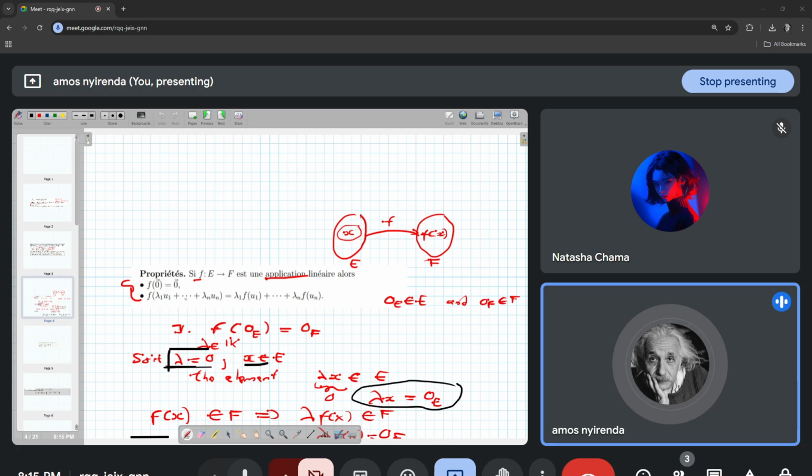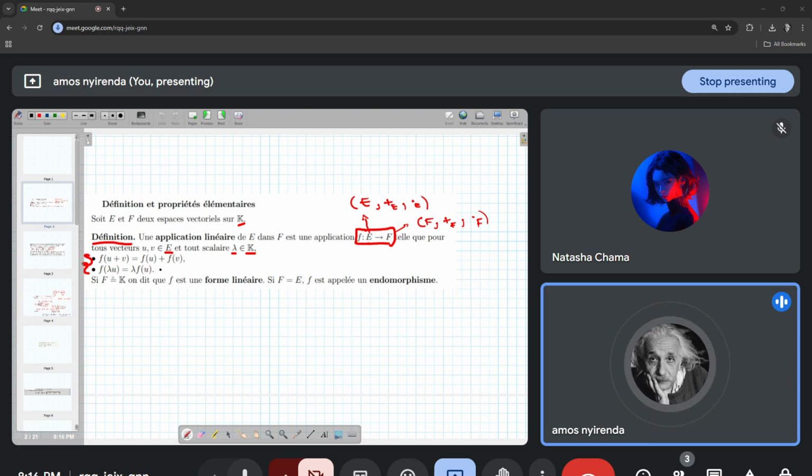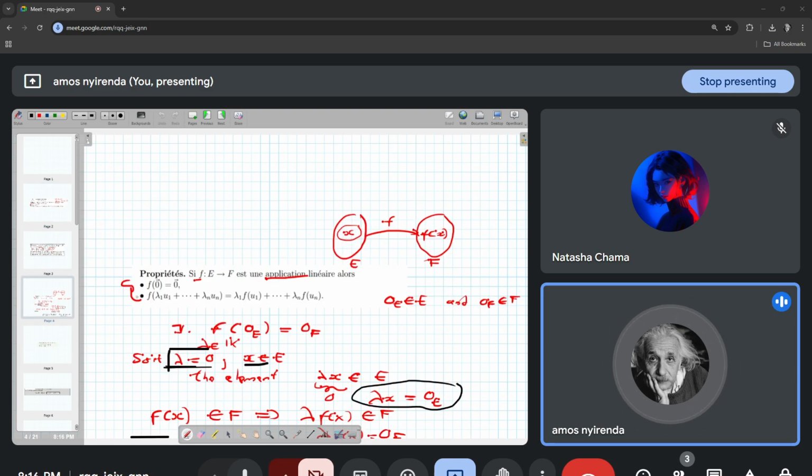Now the second property that we have here, the demonstration is by mathematical induction, or par récurrence. So the idea here is that this property that we have here for the sum, we sort of combine these two properties: the first property, f of u plus v, and the second property, f of lambda u is equal to lambda multiplied by f of u. We combine these two properties, but then not only for two vectors, but for n vectors. So this is like some generalization.